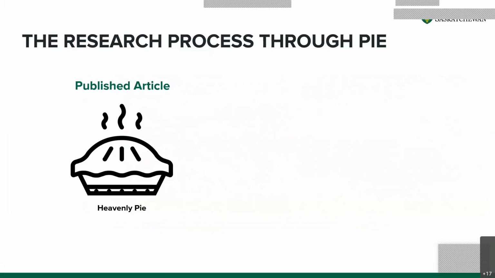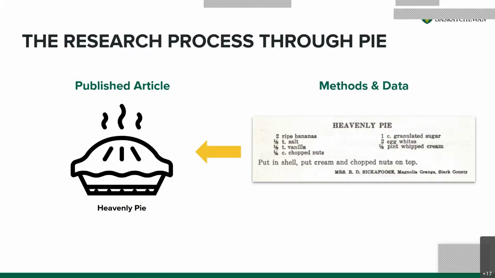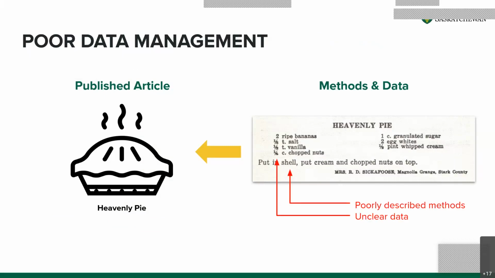If we think about this by comparison, if the heavenly pie, the finished product, is a published article or a poster you're presenting or a report that you're writing, you can think of the recipe as the methods and the data that was created to produce that published article. What we often see in research data management is this kind of lack of description around how the pie was actually created. So what we'll see is poorly described methods and unclear data. We're not necessarily sure of the specifics of what the data is or the methods that were used to create the pie. And this is really what research data management is all about.